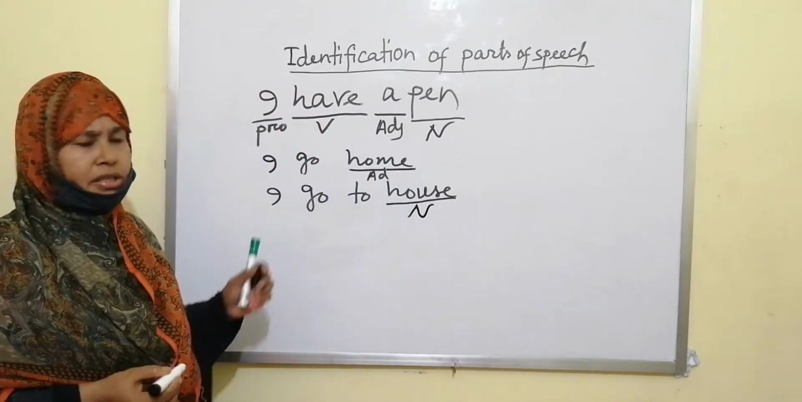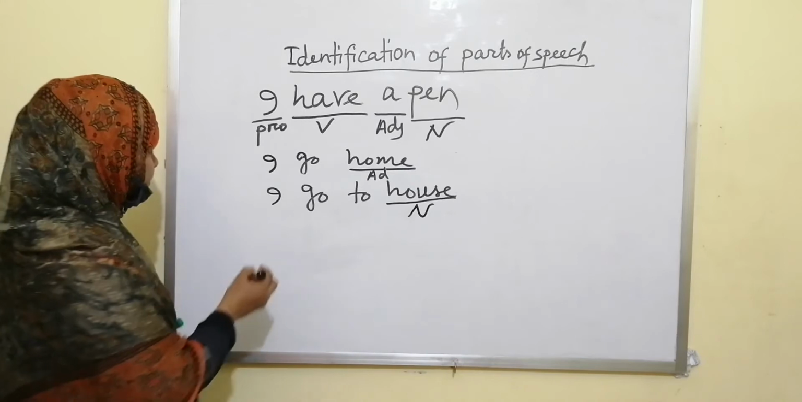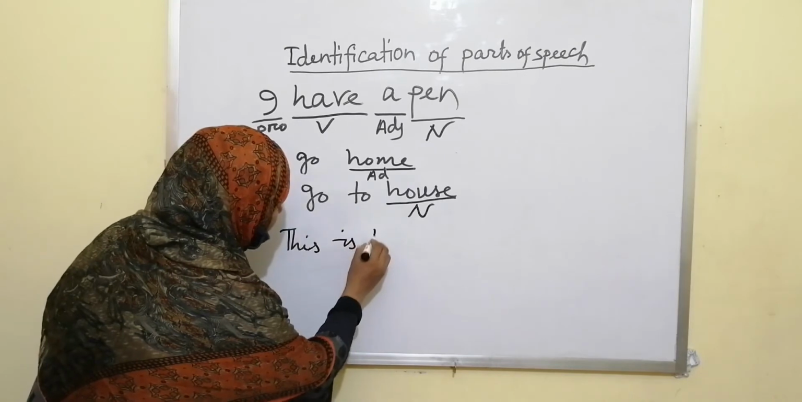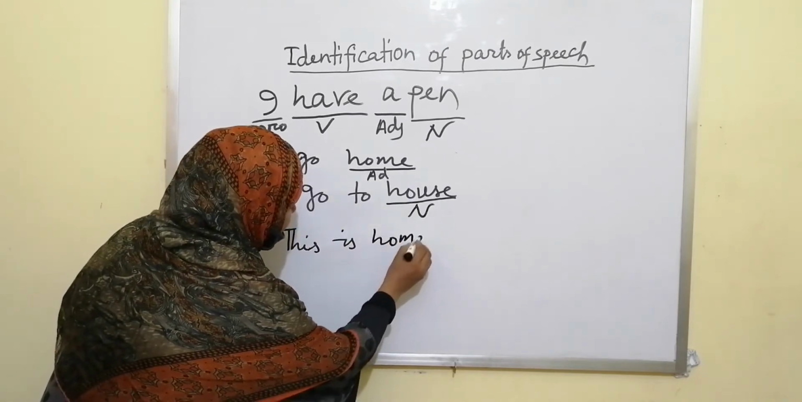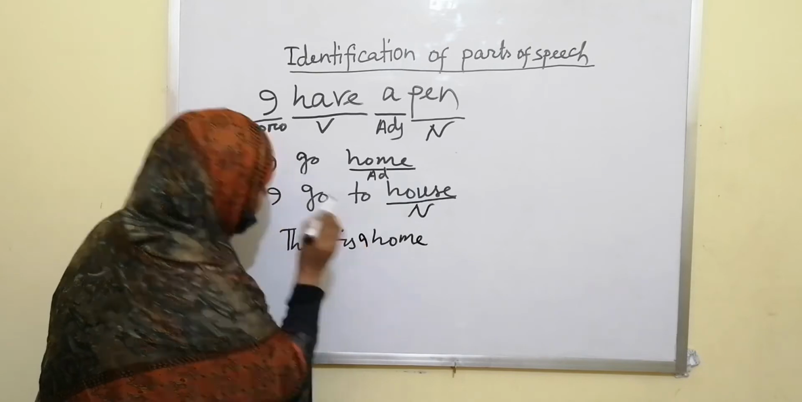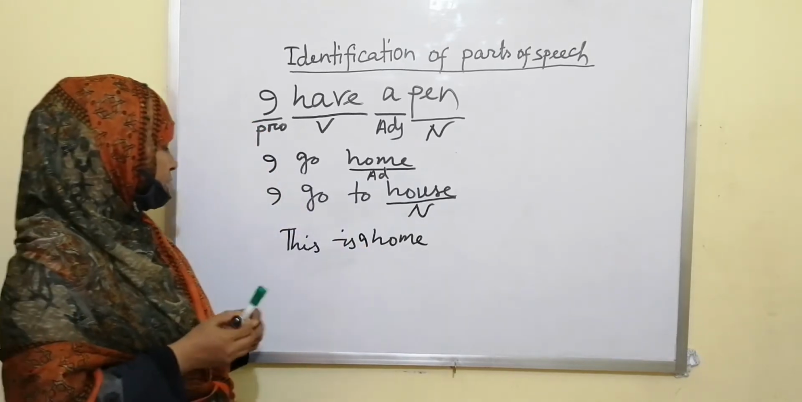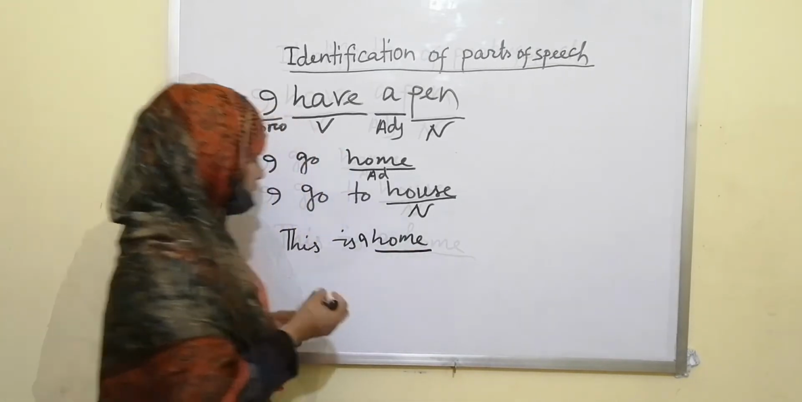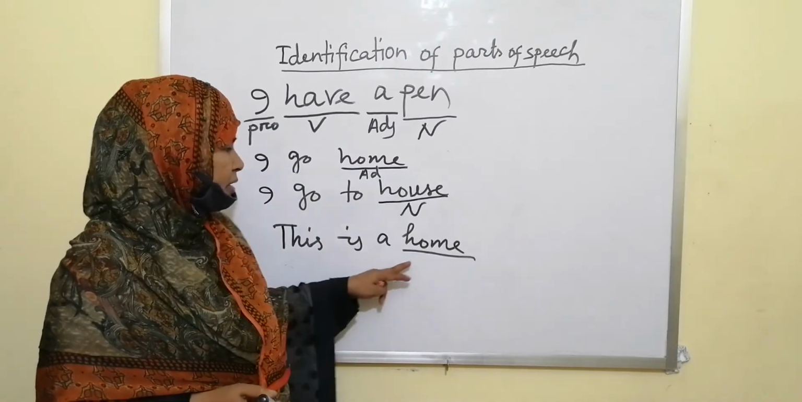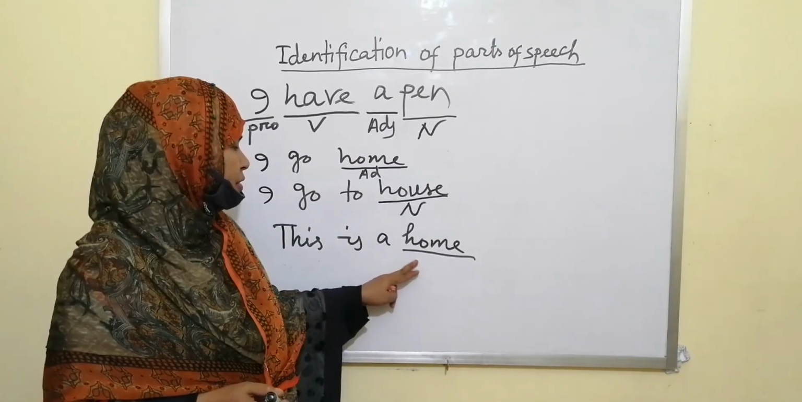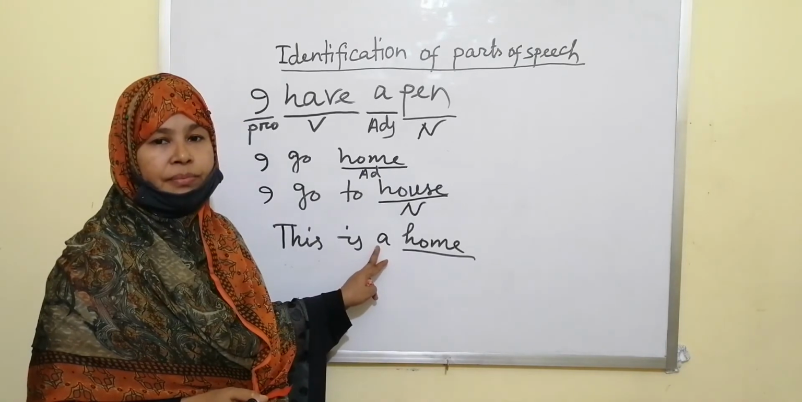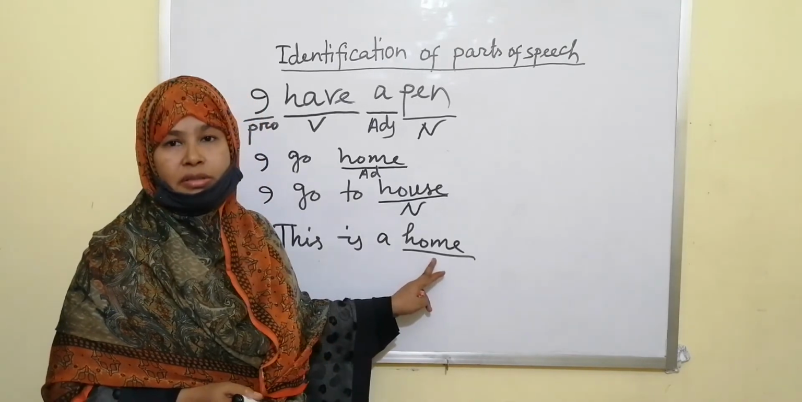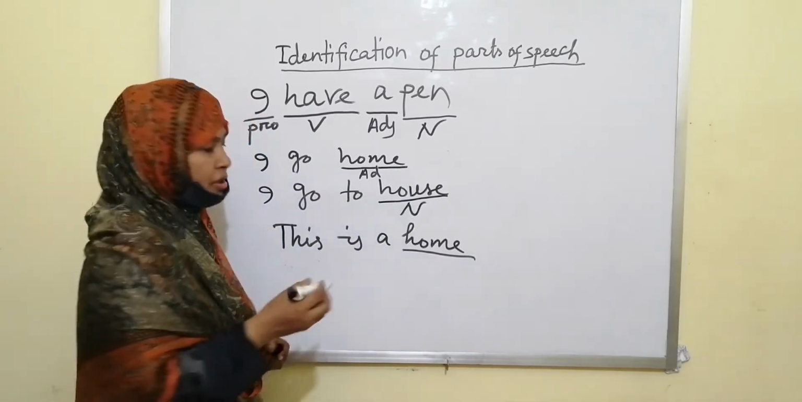Dear student, next I write another sentence. This is home. This is a home. Dear student, I write this is a home. Dear student, I think home is noun here. Because when we find a determiner before any word, we think it is noun. So home is noun here.